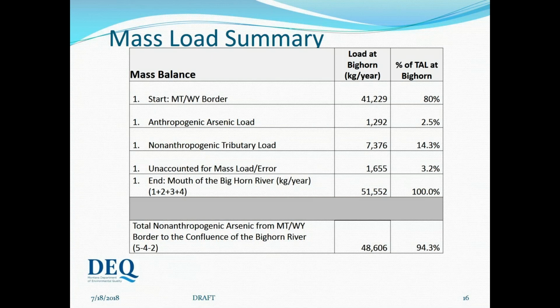There's another component that you have to look at, and that's unaccounted for load or error within the model. And the error was 3.2%, which is great. Anything less than 5% is, we consider, a pretty well-balanced model. And then we end up with 100% at the Bighorn River.